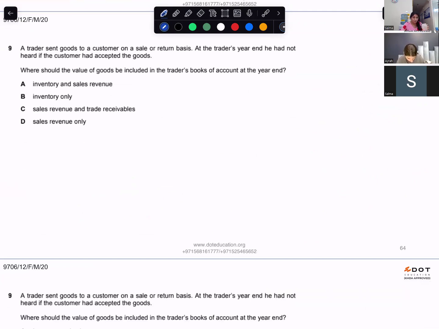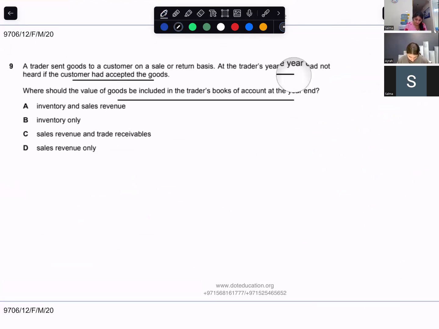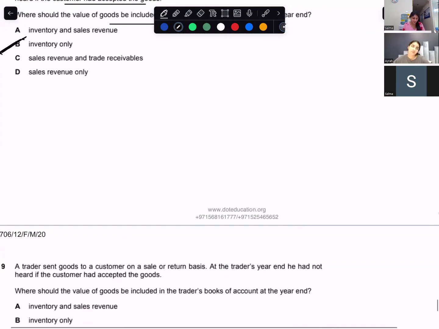A trader sent goods to a customer on sale or return basis. At the trader's year end, he had not heard if the customer had accepted the goods. Where should the value of goods be included in the trader's books of accounts at the year end? Sale or return basis would be removed from sales and added to inventory. So inventory only. It's not a part of sales revenue.